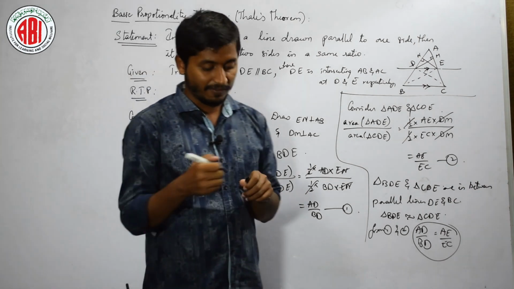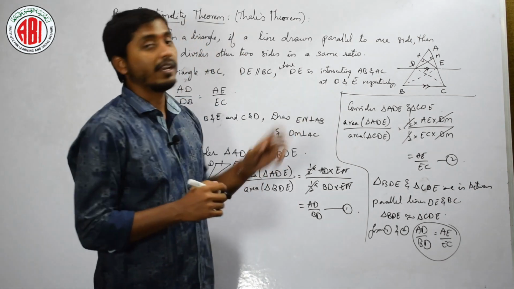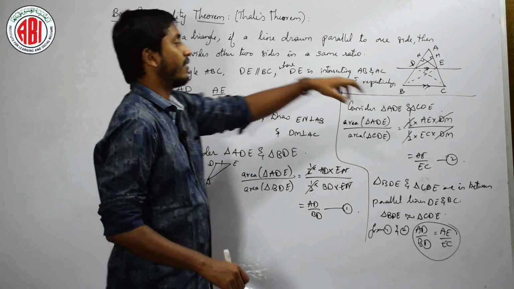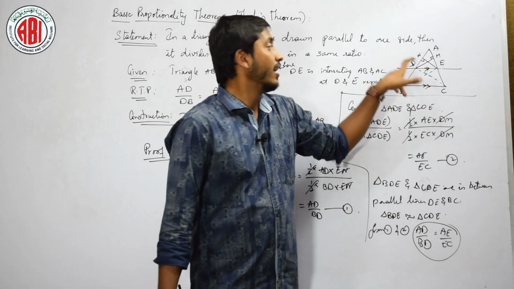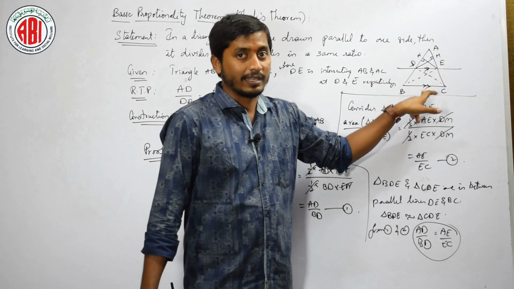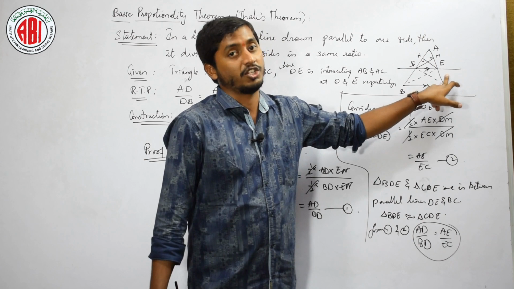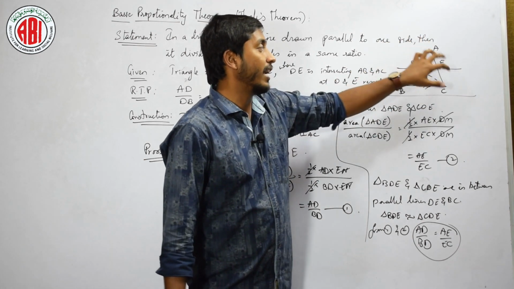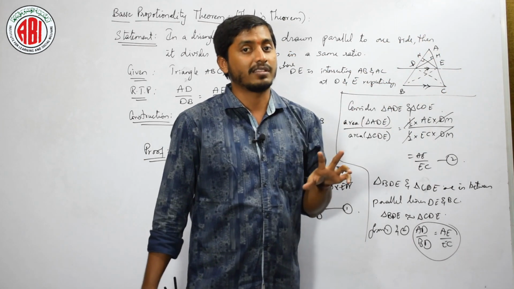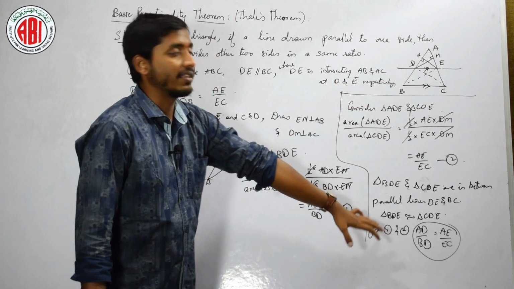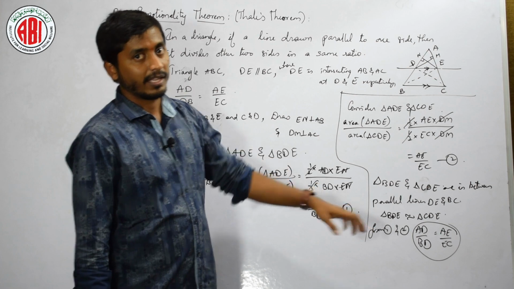Once again, let me revise everything. Here, in a triangle, if a line is drawn parallel to one side, for example, let us consider this triangle, it clearly tells that it divides the other two sides in the same ratio, that is AD by DB equal to AE by EC. You have to remember the statement. Whenever you see such kinds of questions or problems, you have to remember the statement and the formula, right?